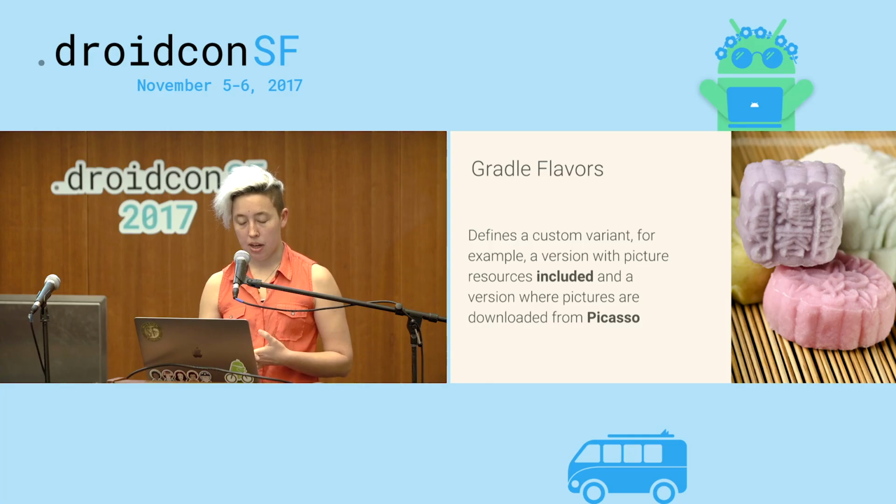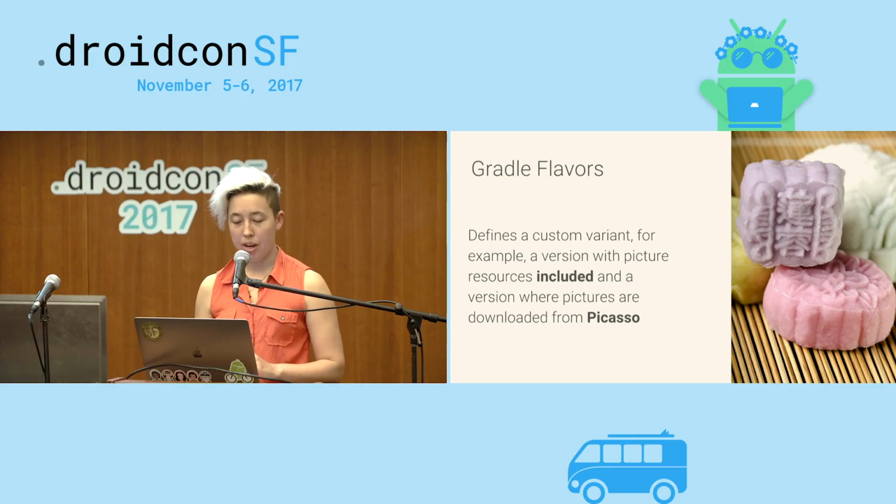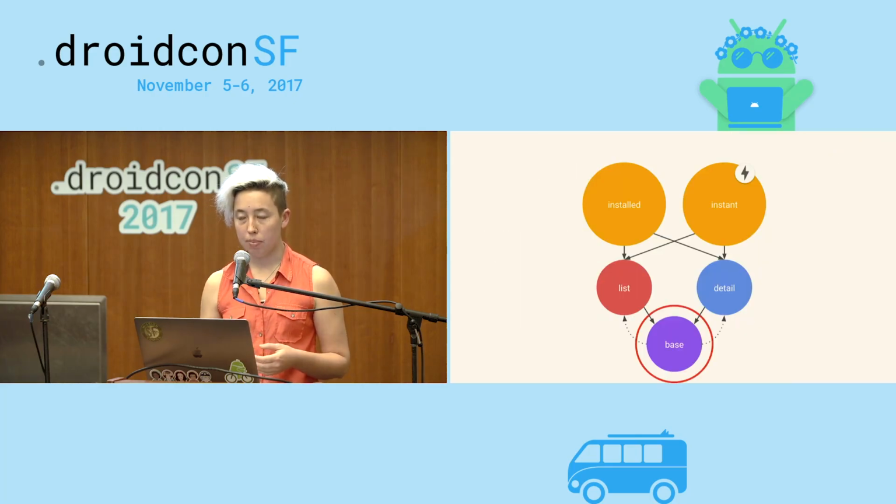So I wanted to create an images included variant and a Picasso variant. Names, I could probably work on naming these a little bit better, but that's what I decided to name those. Okay, so going back to my Sunshine app, I did all of this in the base feature.